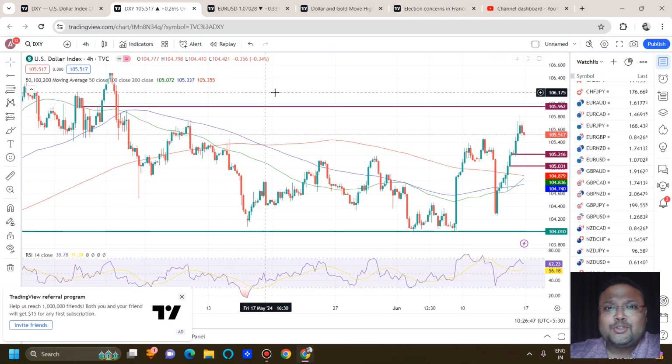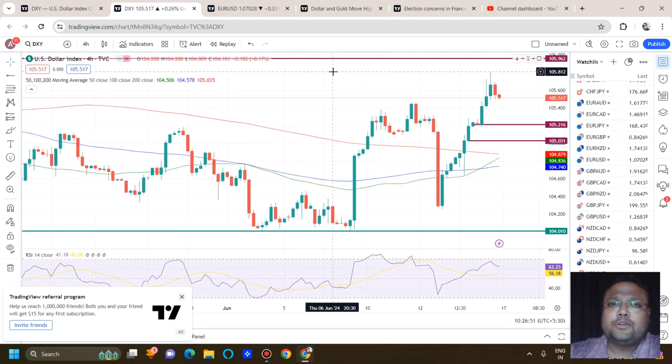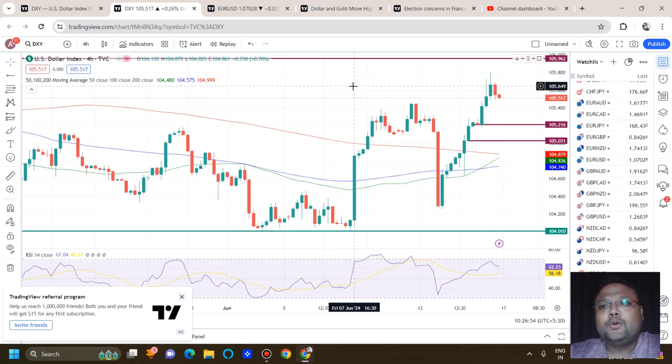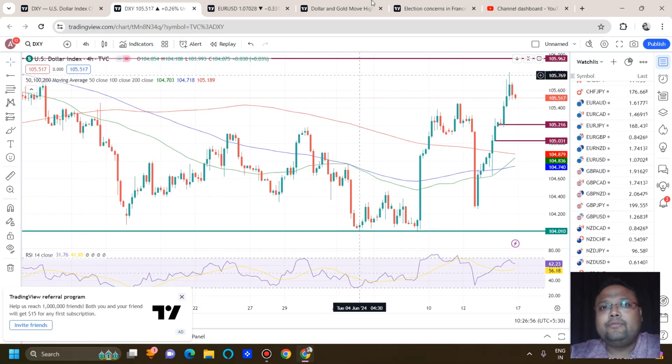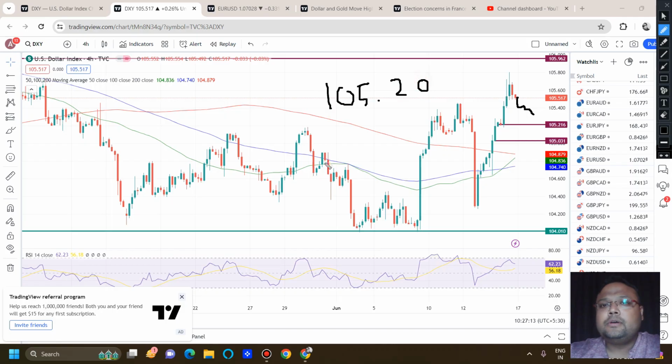Now let's look at the chart of dollar index DXY. So DXY made a high of 105.80 and finally closed at 105.51. So market opening is going to be important. After the market opening, if DXY shows further correction, we will see recovery on Euro USD, GBP USD and others. And we can expect the next support to be around 105.20 and then 105. These are the two levels where you can expect DXY to take support and bounce back.